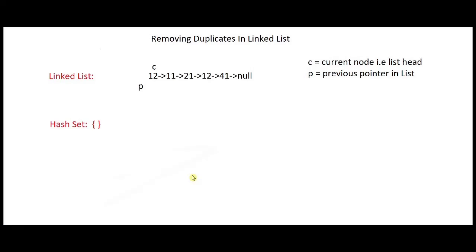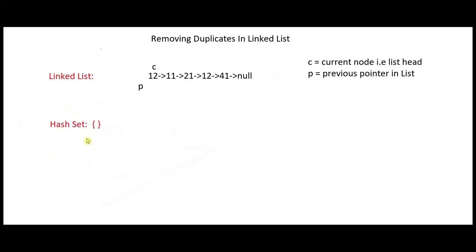Guys, today we will see how to remove the duplicates in the linked list. Here I took a simple linked list, you can see that here. Then I took two variables, C and P. C refers to the current node, that is the head of the linked list, and P refers to the previous pointer in the list. At the initial stage I'm making P as None, and then I took a simple hash set.